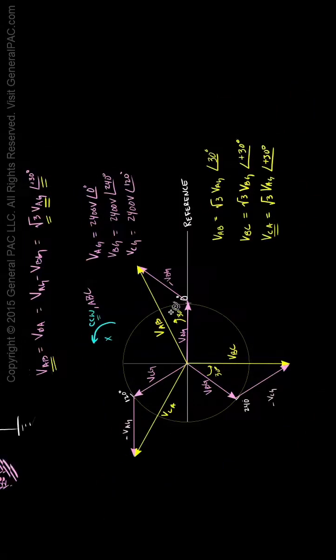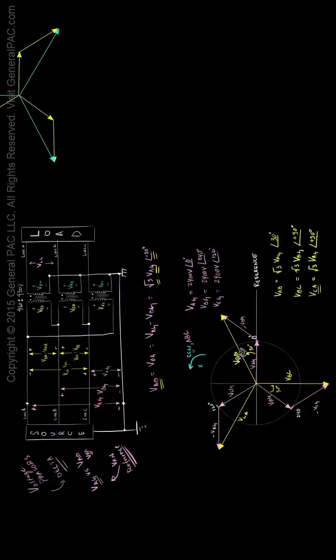So let's zoom out here and verify this. So remember, VAB is the voltage across two lines, line A and line B. VBC is the voltage across line B and line C. VCA is the voltage across line C and line A. And VAG is the voltage across line A and ground. And VBG is the voltage across line B and ground. And VCG is the voltage across line C and ground.